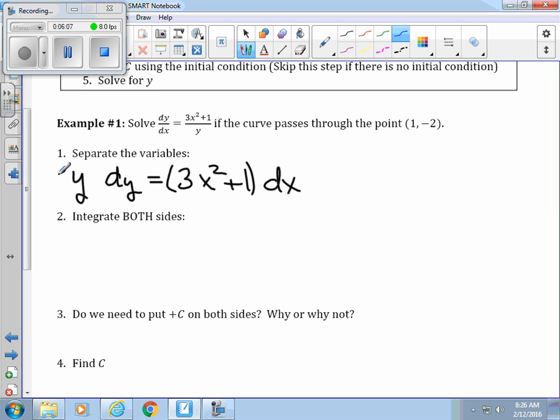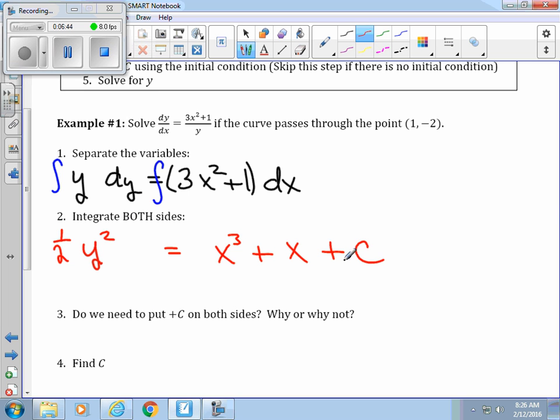Step 2, integrate both sides. On the left, would you agree I get 1/2 y squared? On the right, I get x cubed plus x plus c. Now, a lot of people, which this next question is a good question, a lot of people want to put a plus c on both sides, which you could do. What does c stand for?